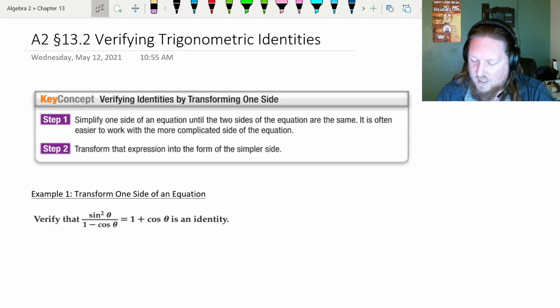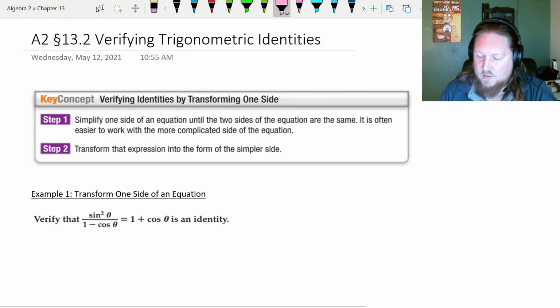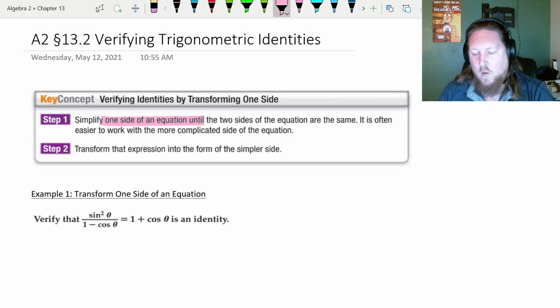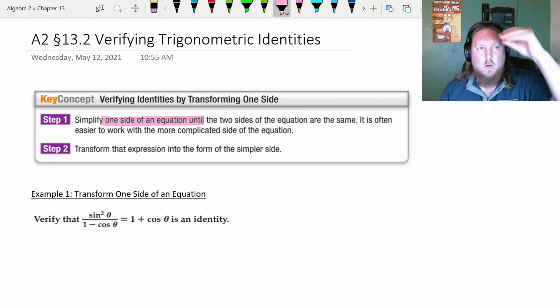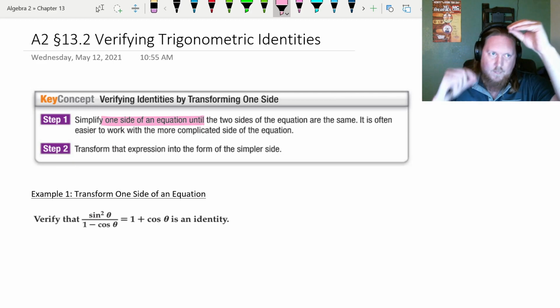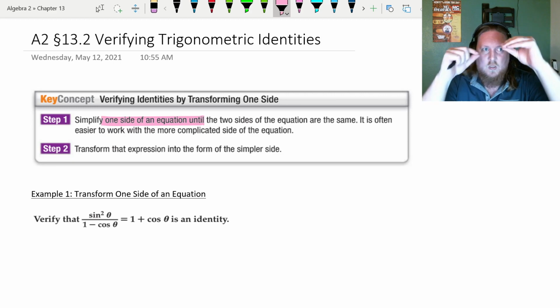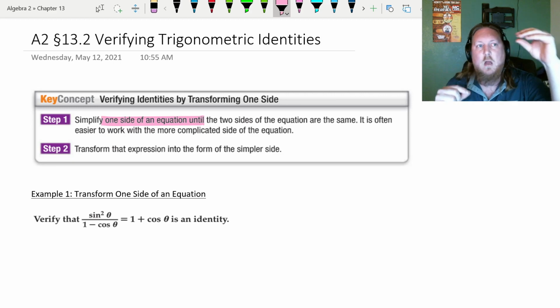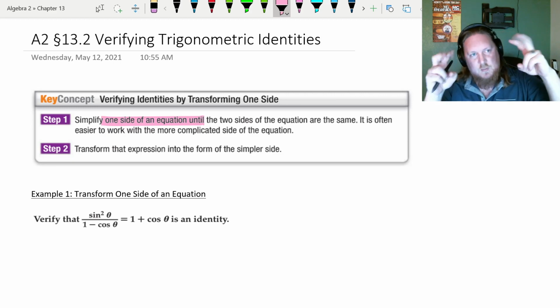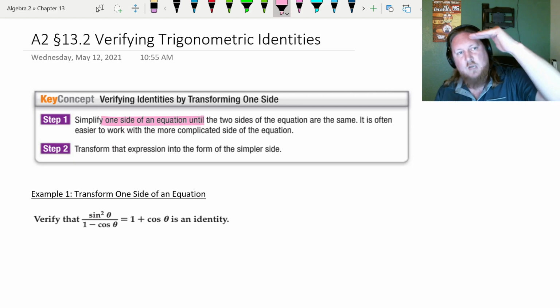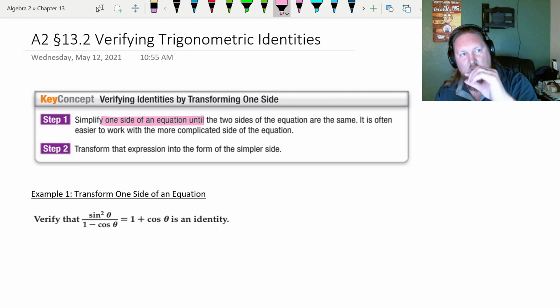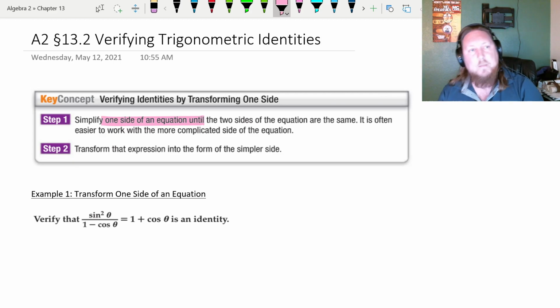An important thing about this is we only work with one side of the equation. We don't work a little bit here, work a little bit there. Sometimes it is handy to look at where you're going to start, look at where you're going to end, and maybe work a little bit backwards and try to meet in the middle. But really, what you're supposed to be trying to do is start from one side of the equation and work until all of a sudden the other side just pops out.